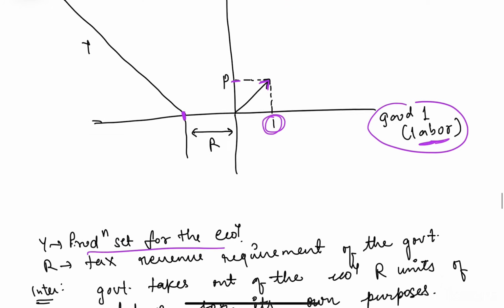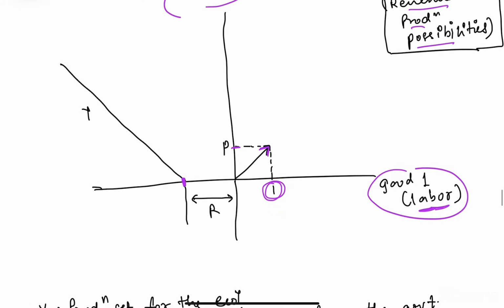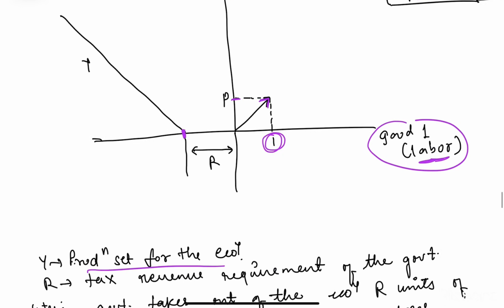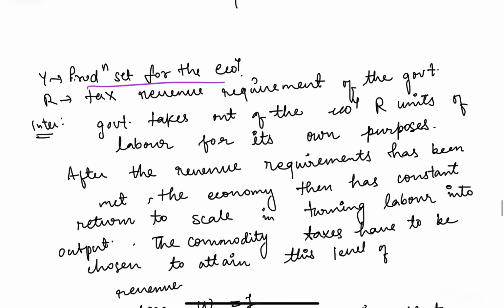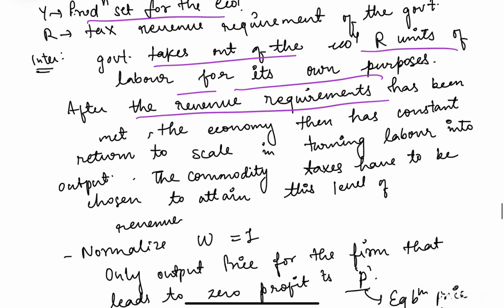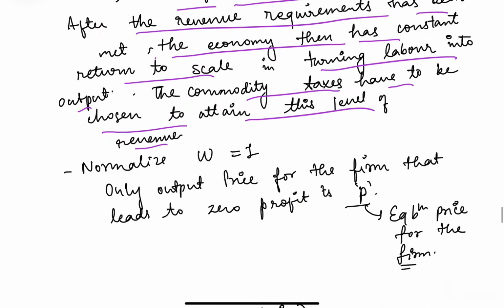Here they have made a mirror image, they have not given the proper kind of image, so it would become very difficult to make you understand. So just keep in mind what I am saying: Y is a production set for the economy, this line, and this gap from here is showing the revenue that the government takes out of the economy, in units of labor, for its own purpose. So after the revenue requirement has been met, the economy has constant returns to scale in turning labor into output. So the commodity taxes have to be chosen to attain this level of revenue.